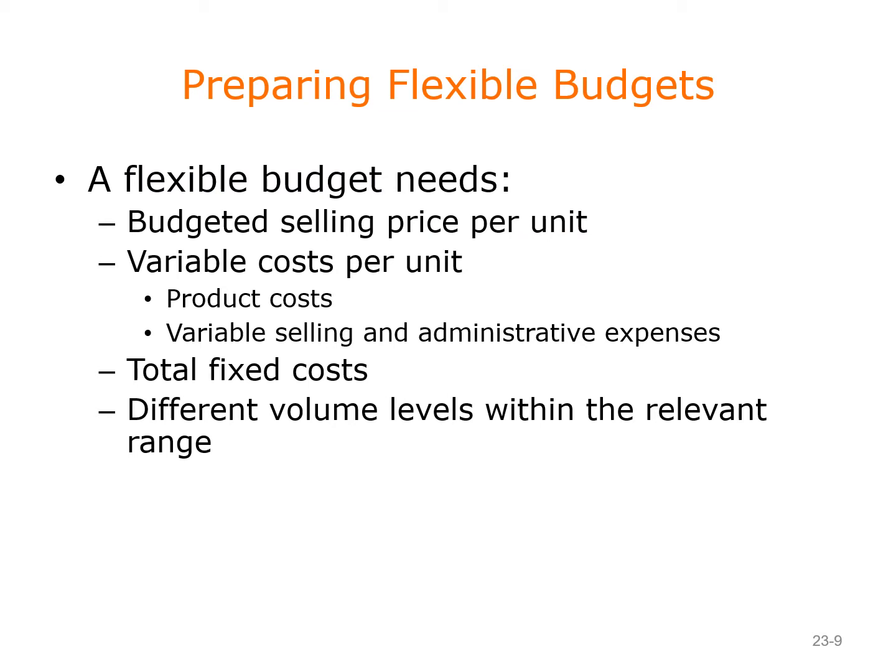Preparing the flexible budget. A flexible budget needs a budgeted selling price per unit. We need to, of course, make a budget for the selling price, the variable cost per unit, product cost, manufacturing cost, and variable selling and administrative expenses, total fixed cost, and the different volume levels within the relevant range, which means we have to have more than one level of sales in order to call it flexible.